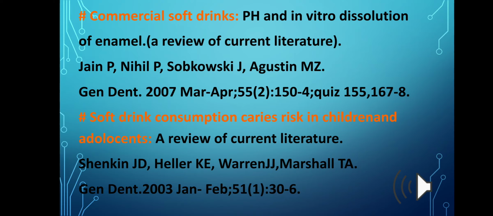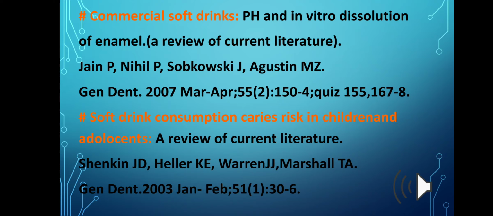Another article about soft drinks is "Soft drink consumption and caries risk in children and adolescents." The abstract: soft drink consumption has increased dramatically in the United States over the last 2 decades. This increase in the consumption of soft drinks has led to a decrease in milk consumption among children and adolescents and increased the risk for dental caries and a host of systemic complications.